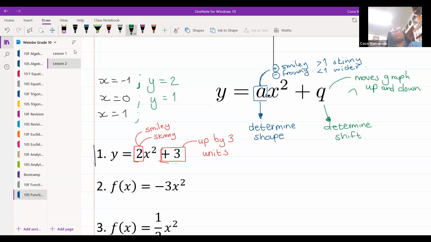Okay, so if we were to take away anything from today, we must know these 3 things. That if we have an x squared in our function, this is a parabola. A parabola. Okay, so it must be a graph that looks like that or like that. The A in this graph determines our shape, and the Q in the graph determines the shift. Okay, give me a thumbs up if everything that I've just explained makes sense.